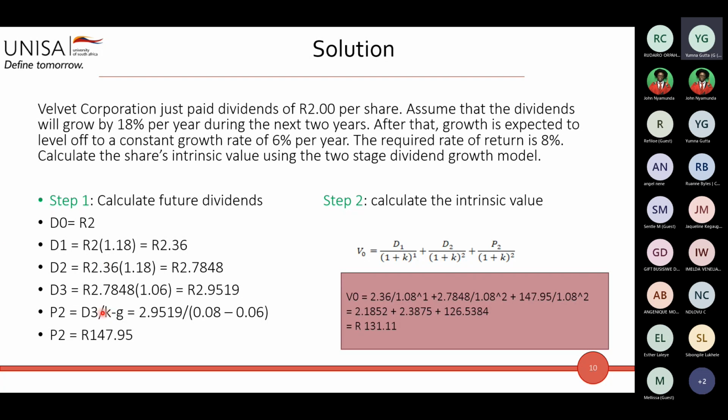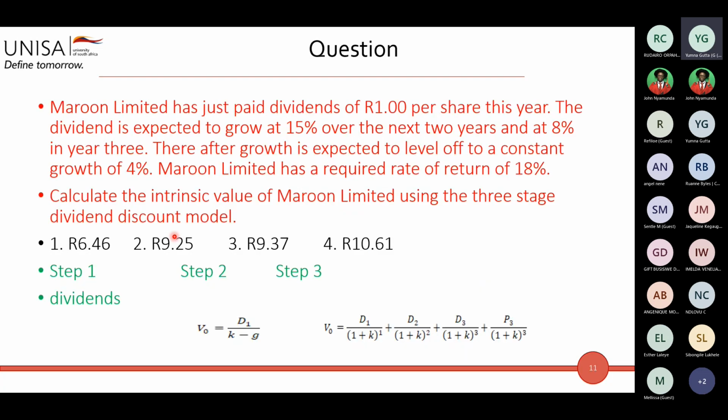If you wanted to do it on your calculator, you would open your cash flow key. Your cash flow in year 1 would be 2 Rand 36. Your cash flow in year 2 will be 2.7848 plus 147.95, right? Then you'd open up your net present value, put in 8% as your interest per year, and compute your net present value. You'll get 131 Rand 11 cents. Okay, so I hope you guys are happy with that.